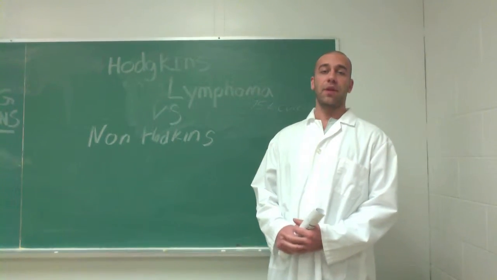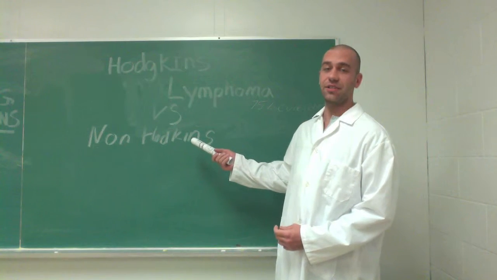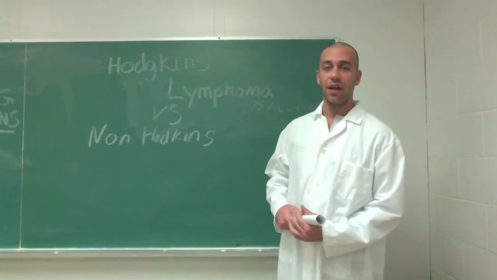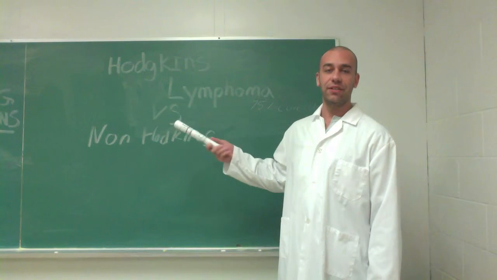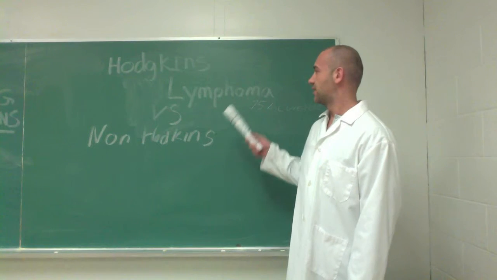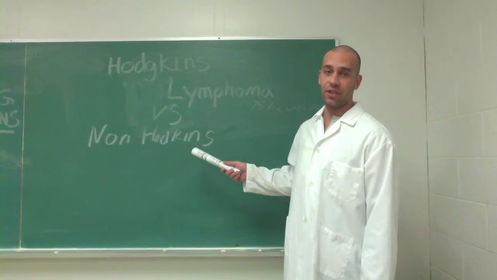So you're probably wondering, how can you differentiate Hodgkin's lymphoma versus non-Hodgkin's lymphoma? Hodgkin's lymphoma is characterized by the Reed-Sternberg cell, and it's far more curable, 75% actually, than non-Hodgkin's lymphoma.